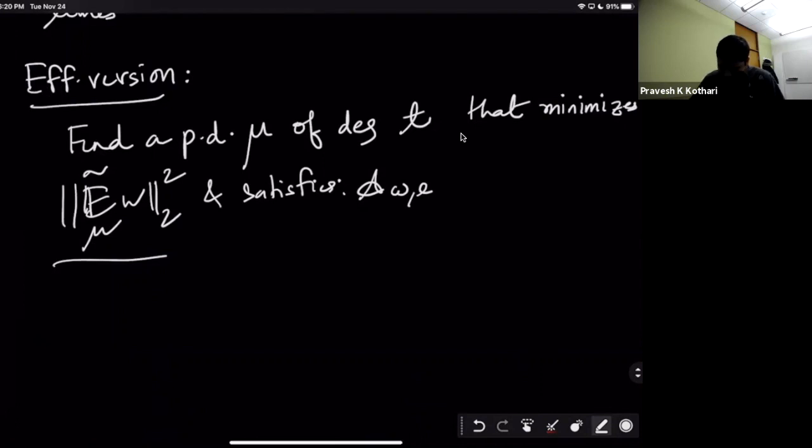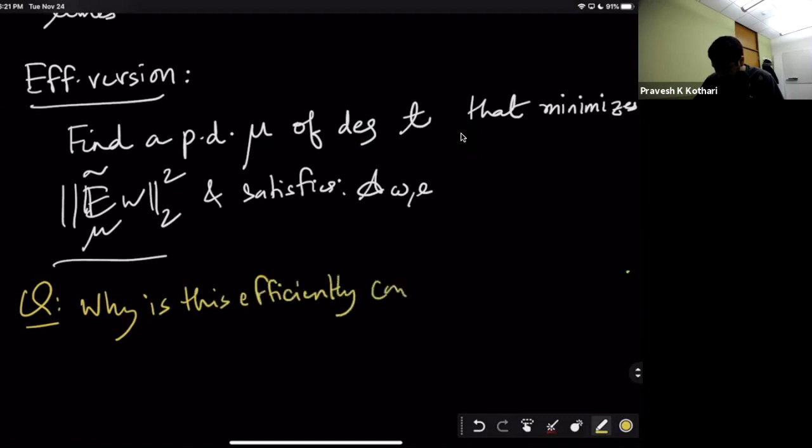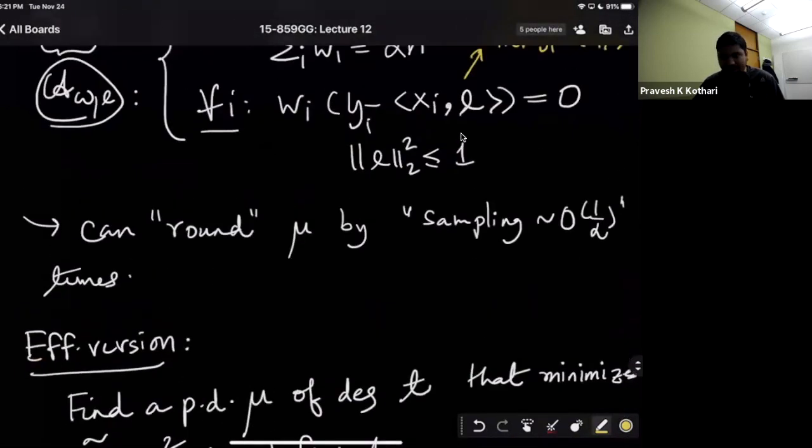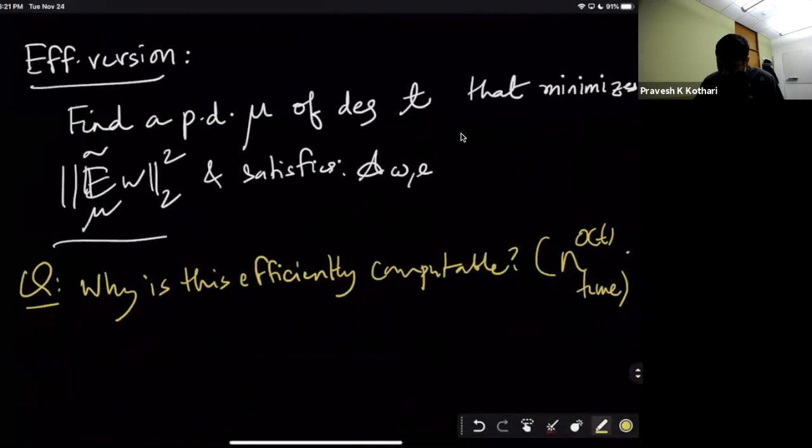The question, okay, maybe I claimed it already, but let's make sure that you understand that. Question, why is this efficiently soluble? By efficiently, I mean n to the O of t time. Why is that? I'm not simply finding a distribution that is consistent with AWL. I'm trying to find a distribution which minimizes this function. Why is that okay to do? Or why can I actually solve that problem?